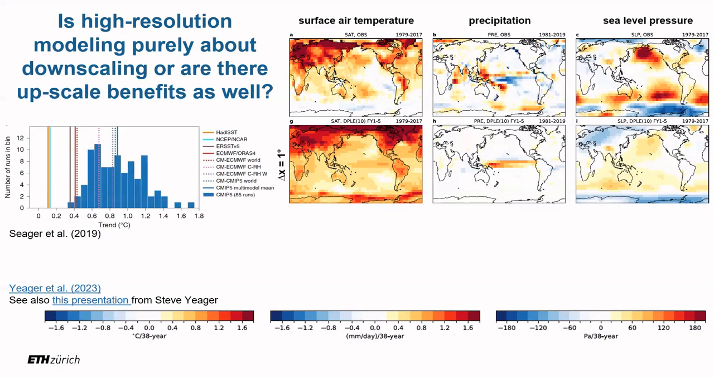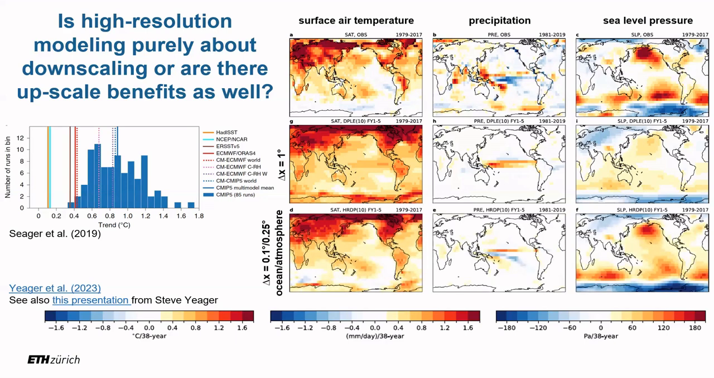Seager et al., for example, looked at temperature trends in the tropical Pacific and basically found that all the CMIP models, or almost all of them, cannot capture the observed trends. Like the observed trends are really outliers in our multi-model ensemble. That's extremely problematic. When we ran a 0.1 degree ocean, 0.25 degree atmospheric model, you can see that the trends match much better to what we observed.